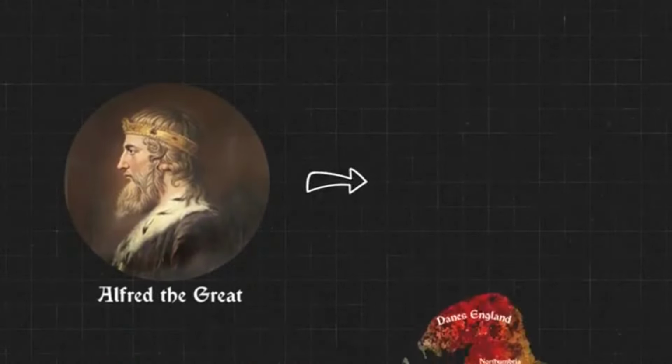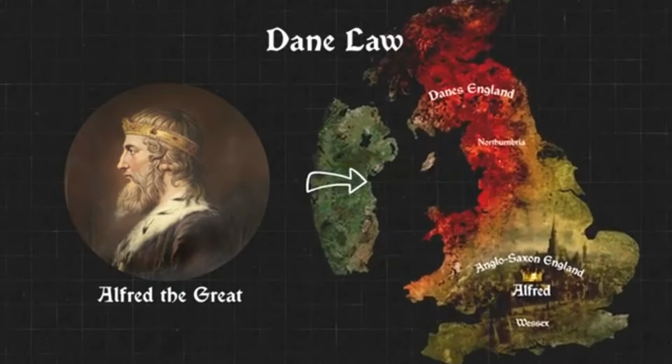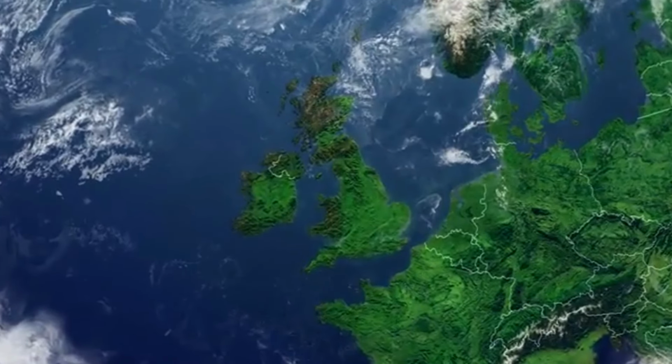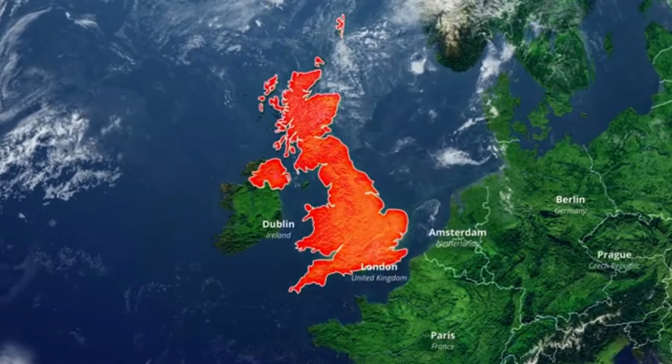But perhaps his most important policy was the establishment of Dane law. England was to be divided. The south and east belonged to the Saxons, and Saxon law applied, while the north and west belonged to the Danes, and thus were subject to Dane law. This divide is still seen culturally, politically, and financially in Britain today.